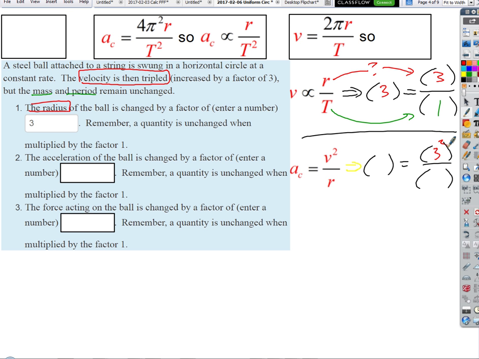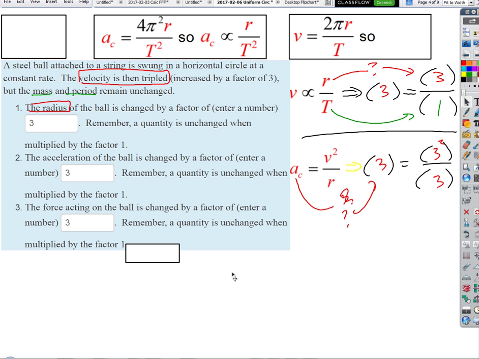R is 3, right? So what's the centripetal acceleration got to be? What's 3 squared divided by 3? 3. So that's going to be a 3, right? And then last one, what's that going to be? Okay, good. You got it.